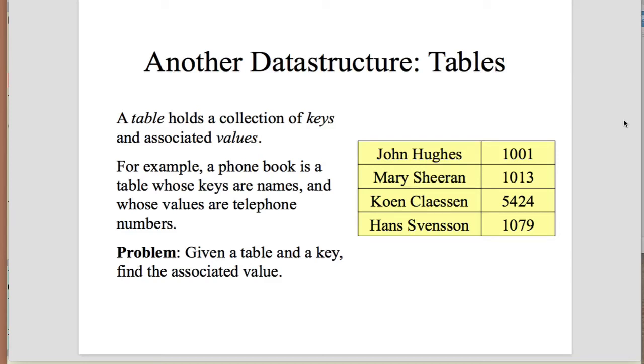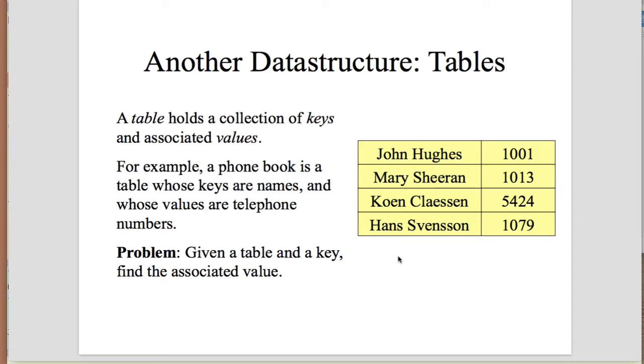So a second example of a data structure that we're going to look at is a table. A table holds a collection of what are called keys, the things you look up, and associated values. So in this example here we have a little phone book, and the keys are the names of people, and the things we want to look up are their phone numbers. So the core operation in a table, as well as operations for constructing tables, will be looking up the value of a given key.